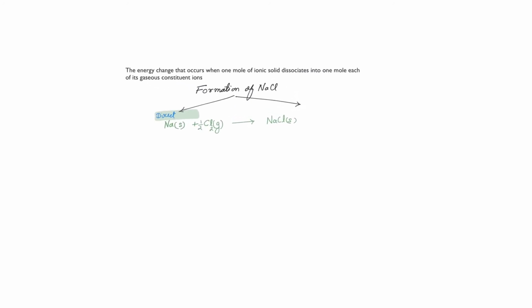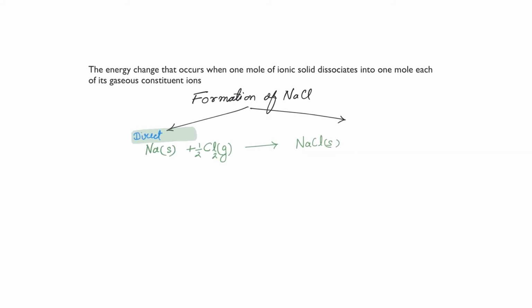So I hope you remember the lattice energy, and if you don't, it is the energy change that occurs when 1 mole of ionic solid dissociates into 1 mole of its gaseous constituent ions. Now, how do we calculate this? What should be the lattice energy for sodium chloride? How do we find that out? One way is to determine it experimentally, and that is a little bit more tedious. The other way is to look into the formation of NaCl itself and see if we can find a loophole. So, how does NaCl form actually?